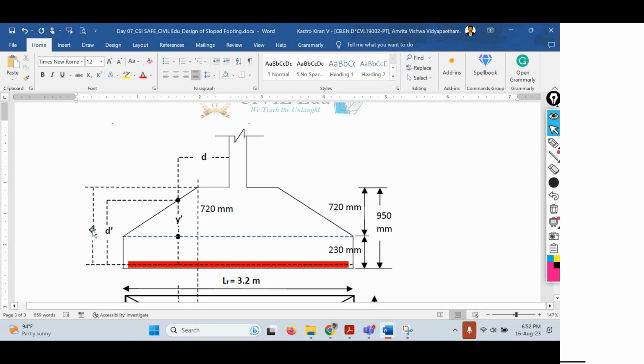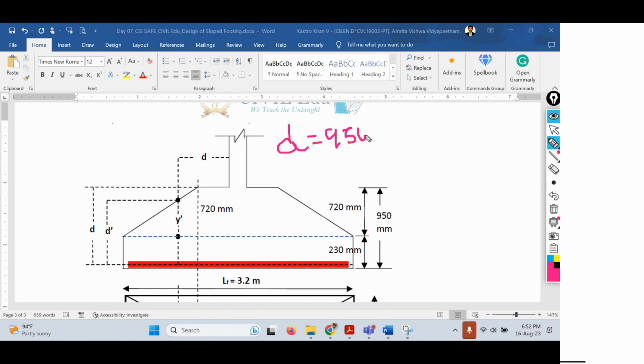Right. So this d value we have to find out. So how to get this d value? So this d value will become, so I'll write it here. Right. So this d equals, overall depth is 950 mm.